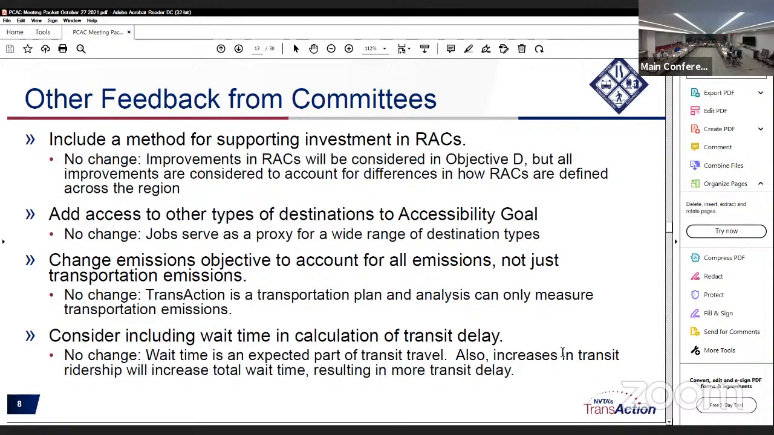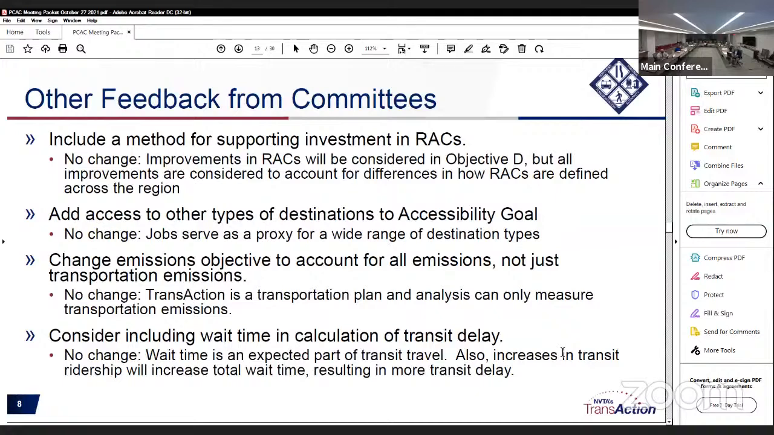Changing the emissions objective to account for all emissions, not just transportation. No change there. Given the nature of the transportation plan, we're focused on the transportation sector in terms of emissions. The last comment was to consider including wait time in the calculation of transit delay. And so no change there. Wait time is a part of transit travel. And since we're really focused on delay, not just total time, we're really looking at when transit vehicles are affected by congestion as the focus of that measure.